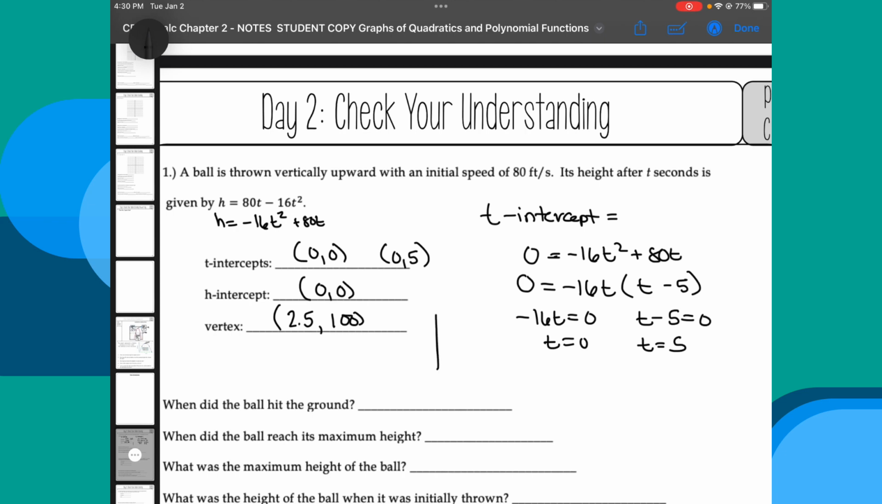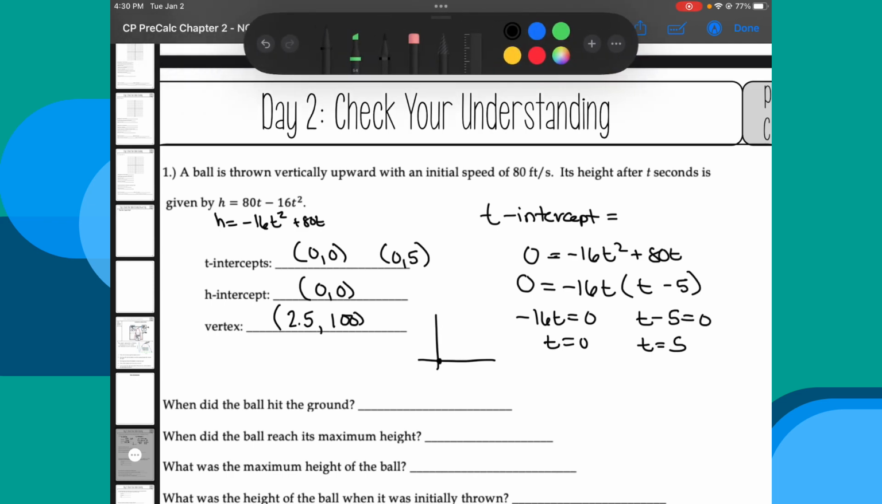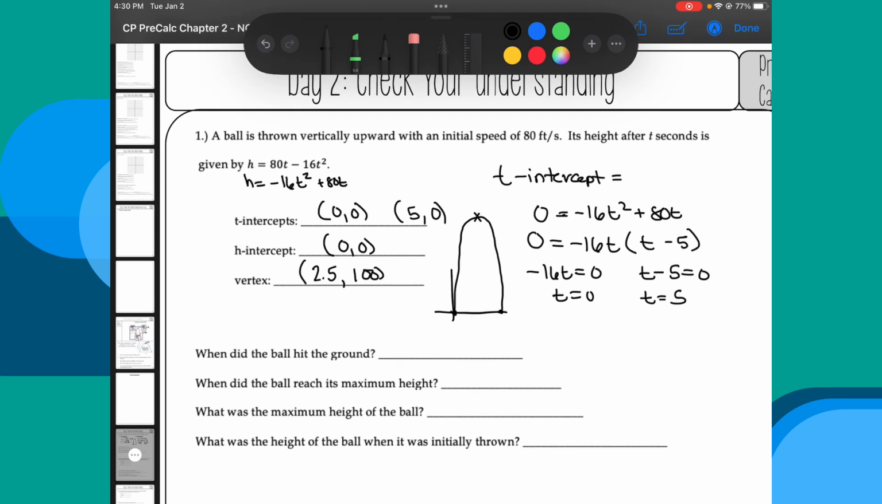If I go back to my sketch, I have (0, 0). I'm sorry, I wrote that wrong. We solve for t. Remember, t is x, so (5, 0). So here's about (0, 0), here's (5, 0), and we have to go to (2.5, 100), which would be pretty high. So when did the ball hit the ground? We're looking for time, so that would be 5 seconds.